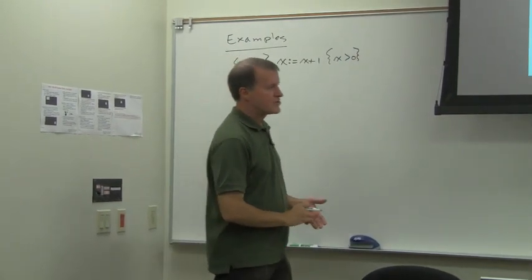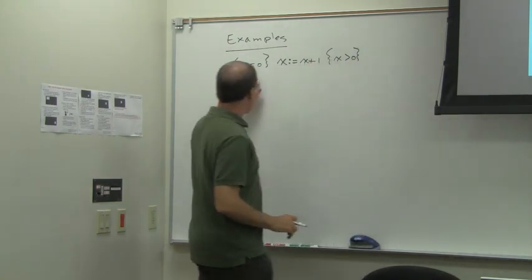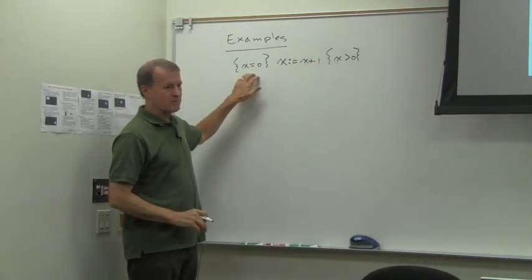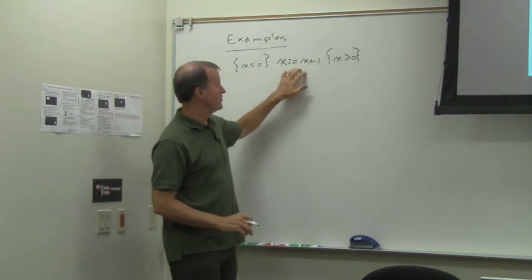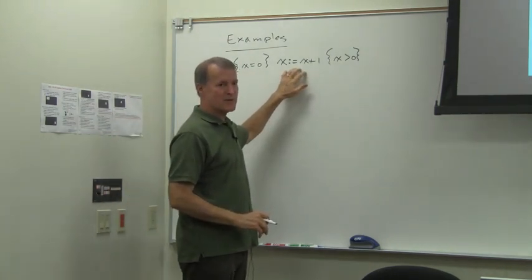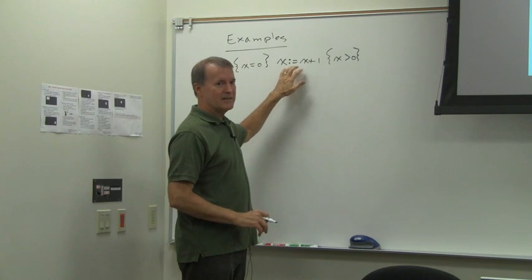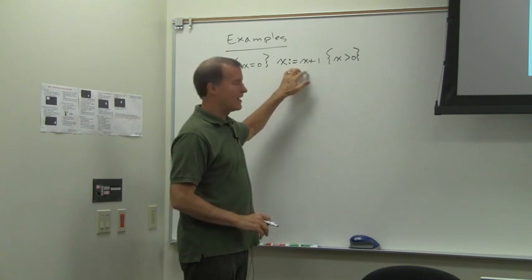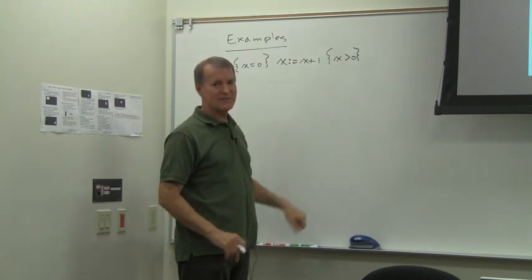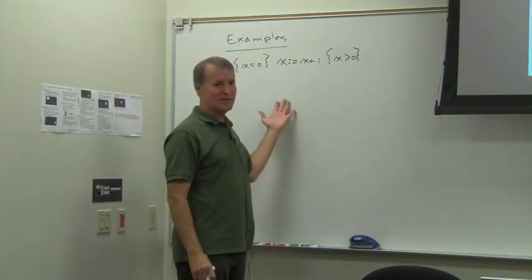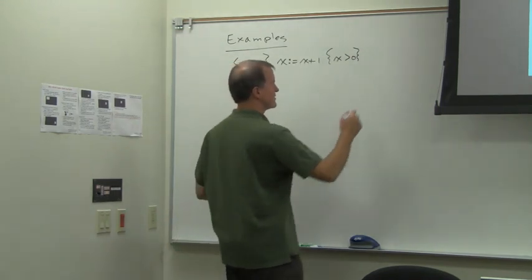Now, so here's the question. If x equals 0 is true, and you execute this statement, x gets x plus 1, it terminates, and x is greater than 0 is guaranteed to be true. Is that valid? Do you believe it? Yeah, that's valid. This is a valid Hoare triple.